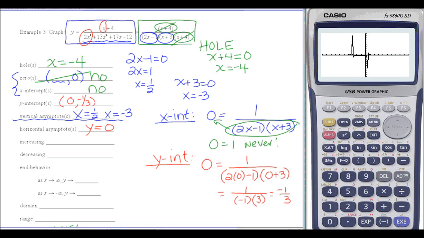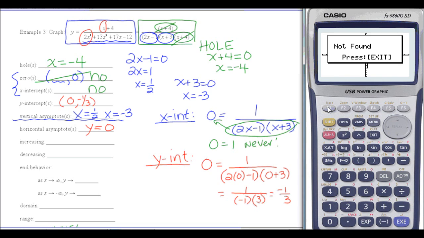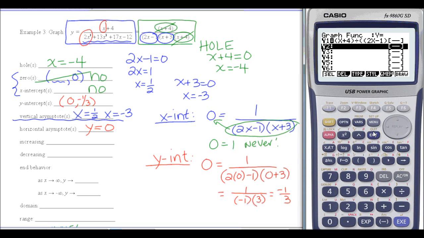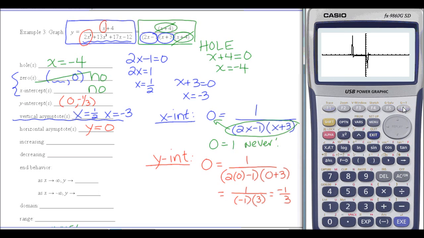If I wanted to find this on my calculator, I can go to the G-solve, so I can hit F5. And if I were looking for x-intercepts, I would hit the root button, which is F1, and it would say not found because we didn't have any. If I want to find the y-intercept, I go to G-solve, I hit F4 for y-intercept, and it tells me negative 0.3 repeating, which is negative 1/3, and that's what I got.